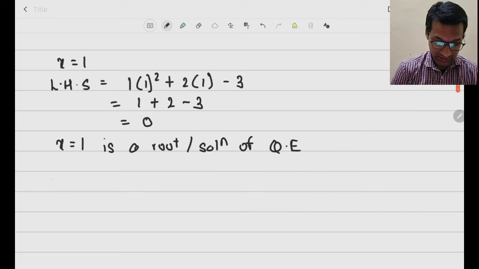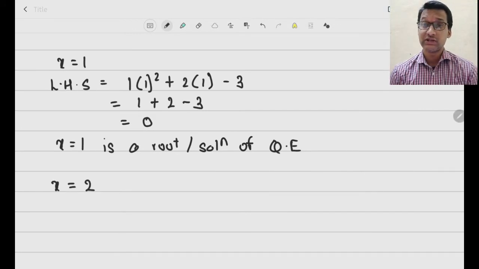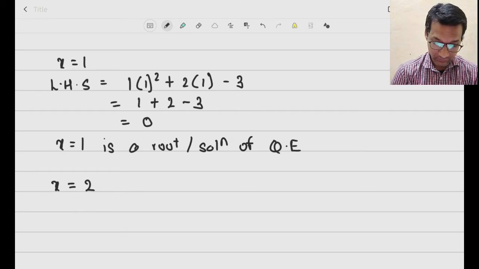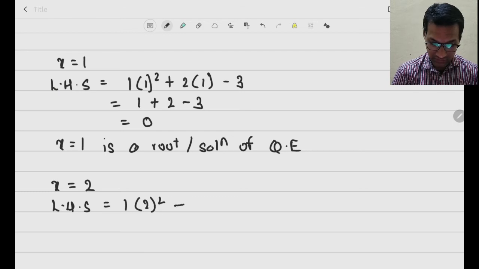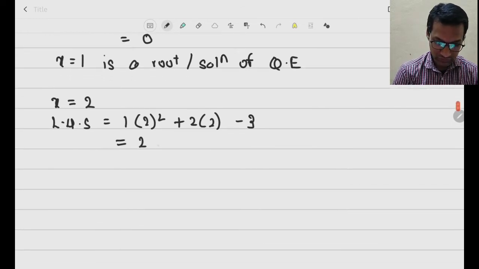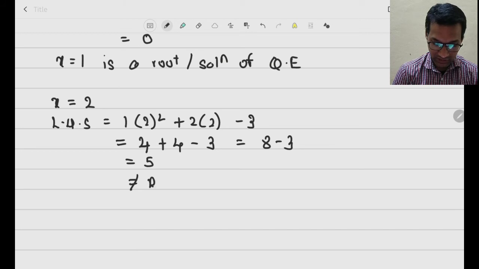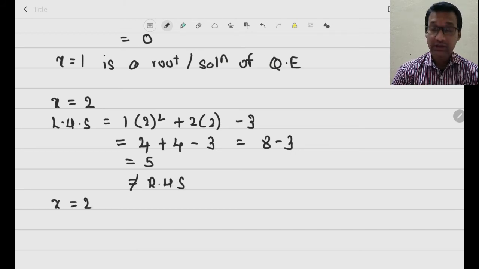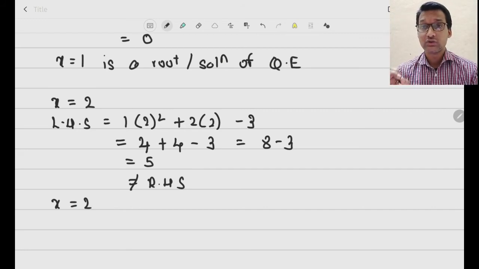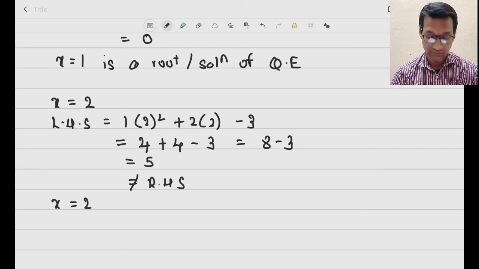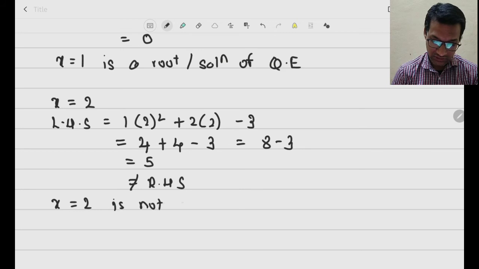Let us try another value. Let us see if x is equal to 2 also satisfies LHS equals RHS. So x is equal to 2. Again we can see LHS equal to 1 into x square, that means 2 square plus 2 into 2 minus 3. So we will get 4 plus 4 minus 3, that means it will be 8 minus 3, which will be equal to 5, which is not equal to the RHS. Now here when we put x is equal to 2, the answer does not become 0. So x is equal to 2 is not a solution of the given quadratic equation.